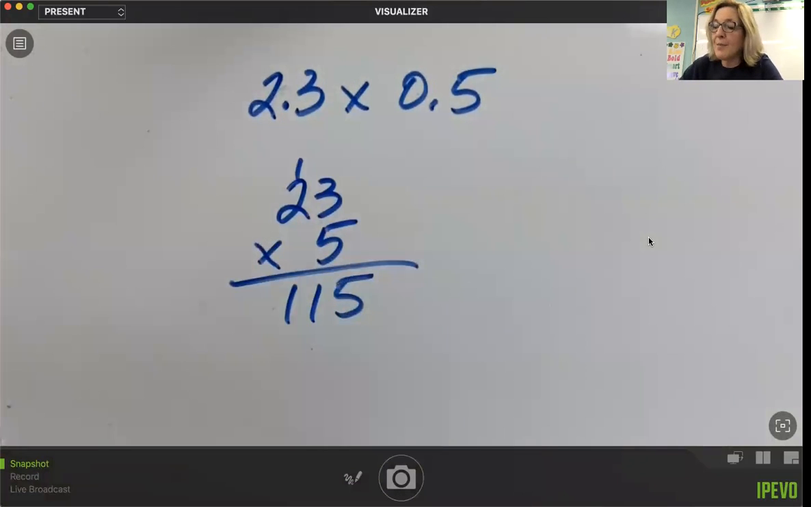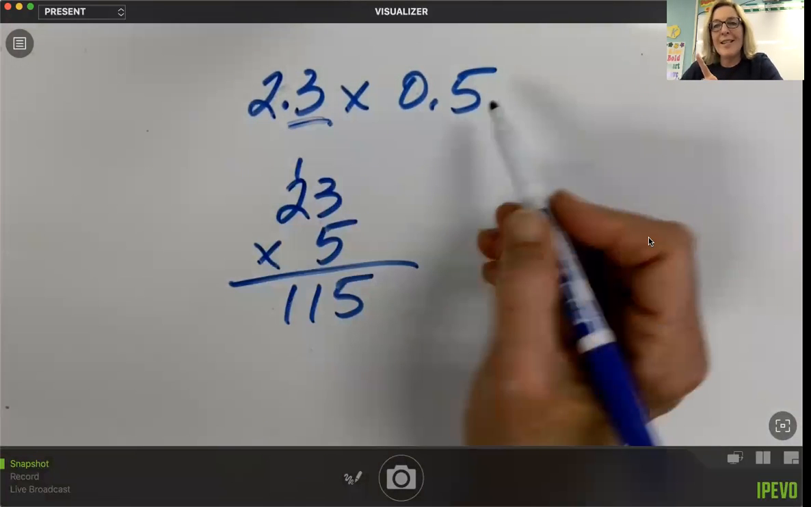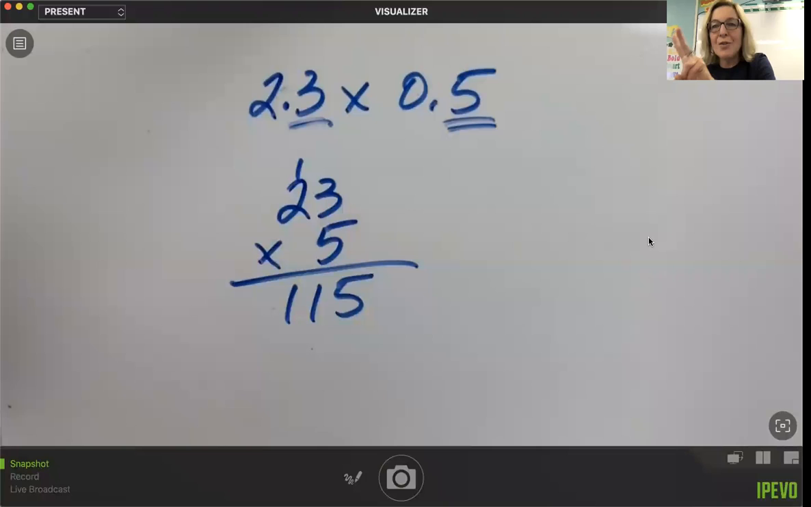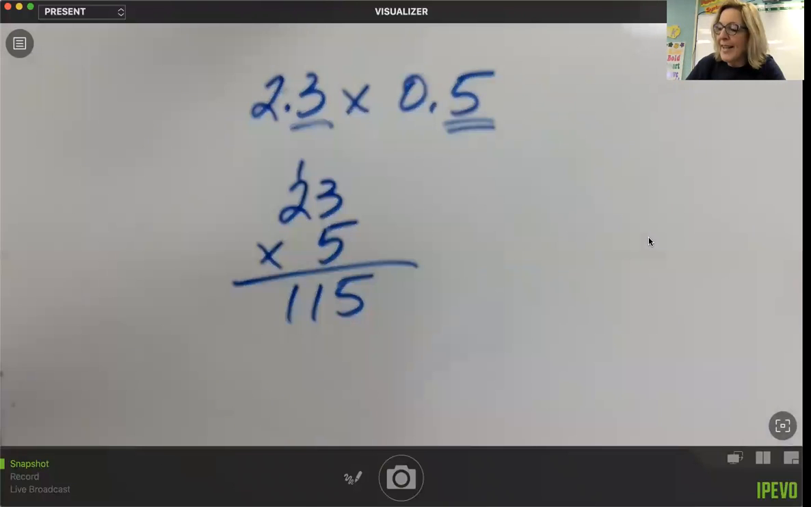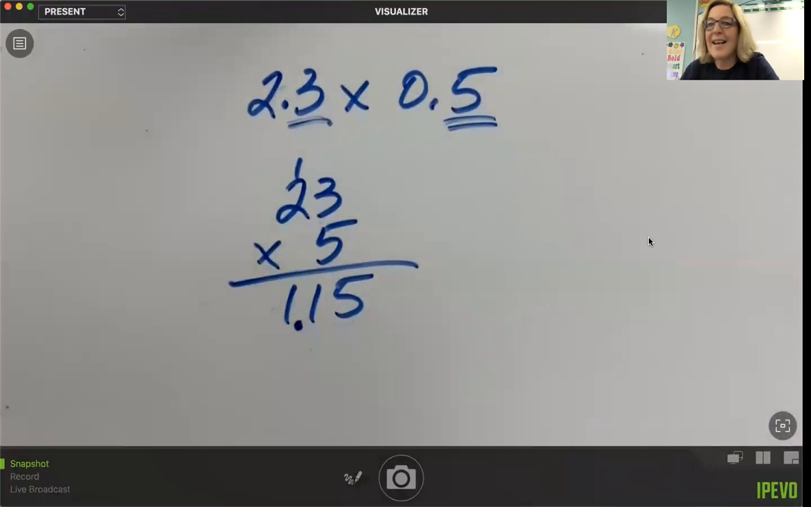And so in this problem, we had tenths here and tenths here. 1 decimal place and 1 decimal place, you add them together to get 2 decimal places. So now we need to count over and place the decimal so we have 2 decimal places. That's all there is to it.